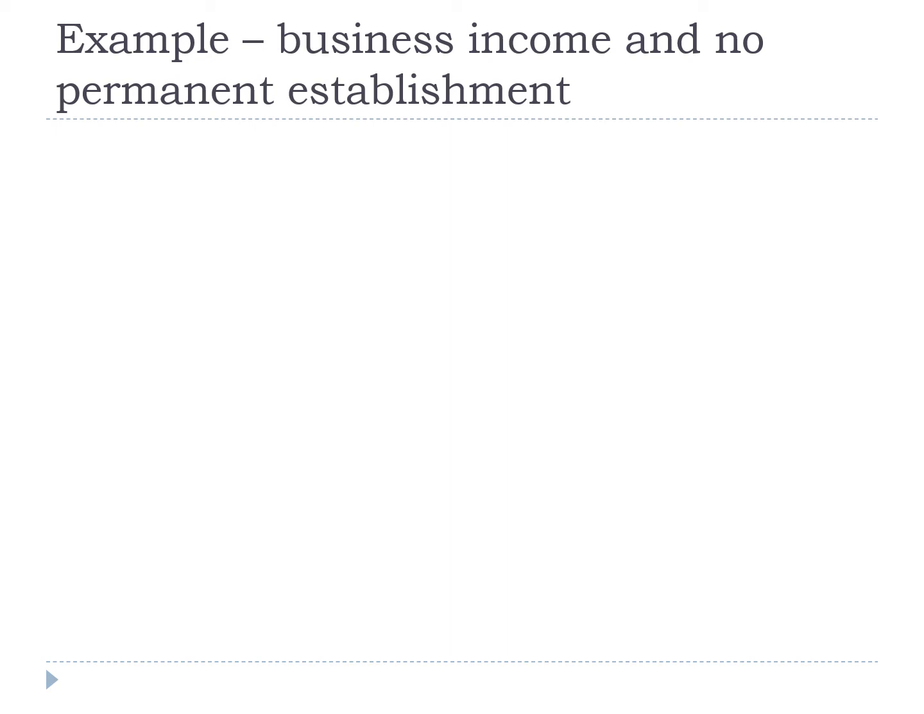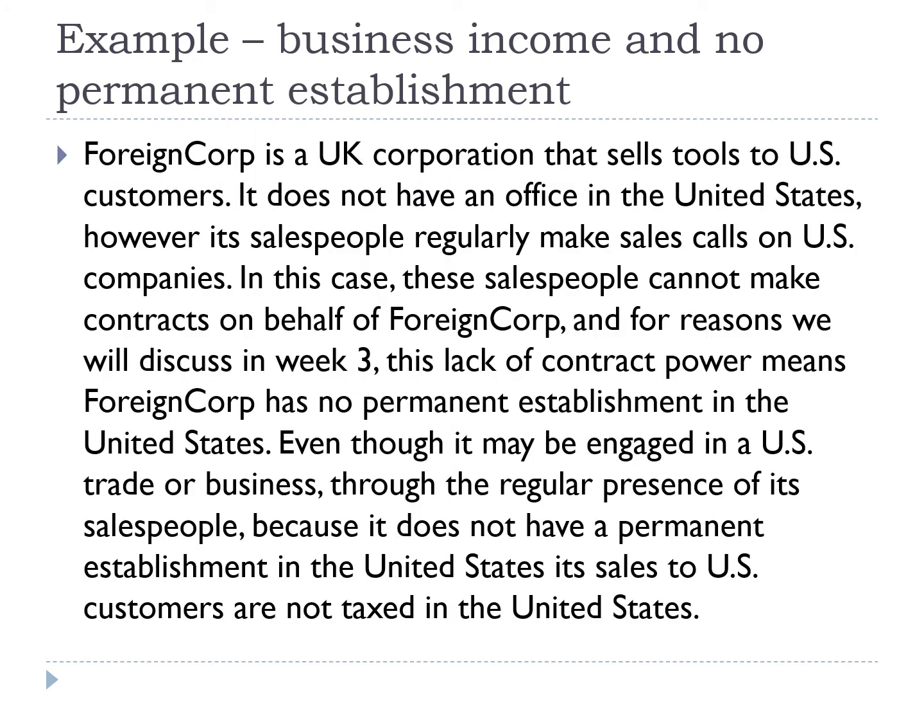Here's an example of a taxpayer with U.S. source business income, but no permanent establishment in the United States. Foreign Corp is a UK corporation that sells tools to U.S. customers. It does not have an office in the United States. However, its salespeople regularly make sales calls on U.S. companies. In this case, these salespeople cannot make contracts on behalf of Foreign Corp.